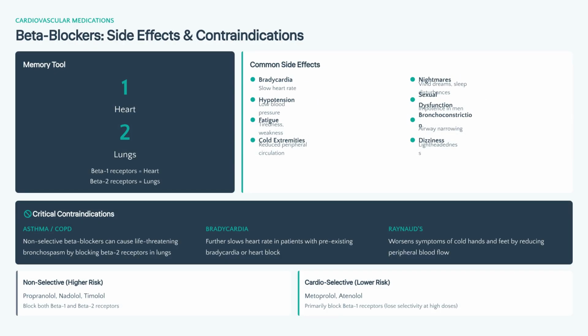For beta blockers, remember the memory tool: 1 heart, 2 lungs. Common side effects include bradycardia, hypotension, and fatigue. Critical contraindications are asthma or COPD due to the risk of bronchospasm and pre-existing bradycardia.